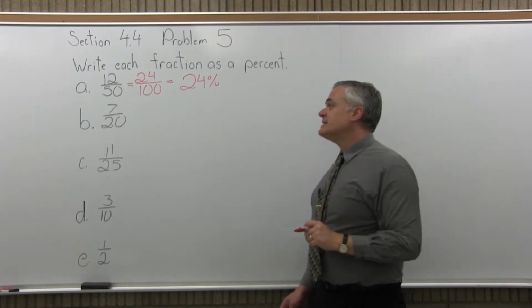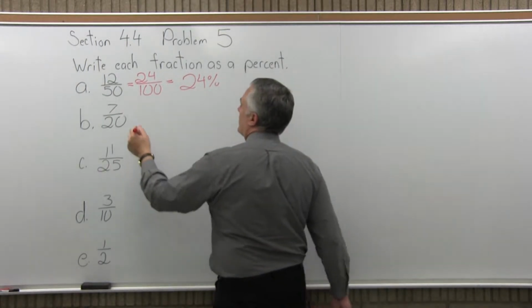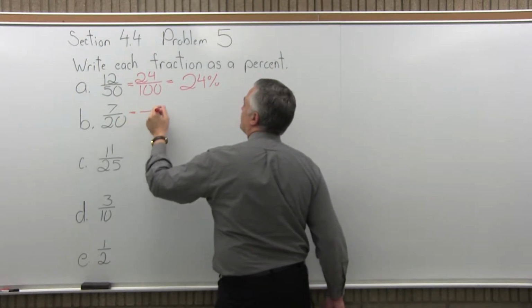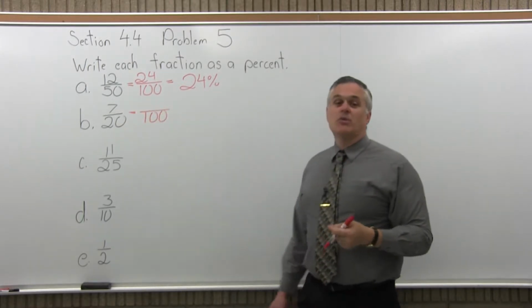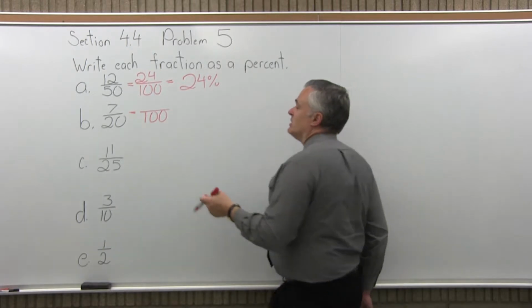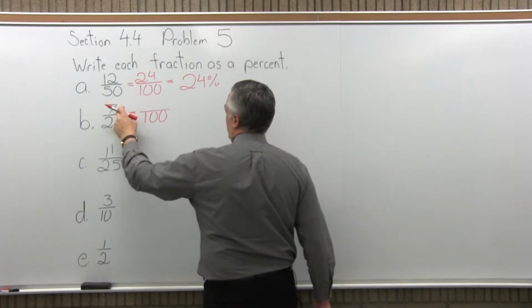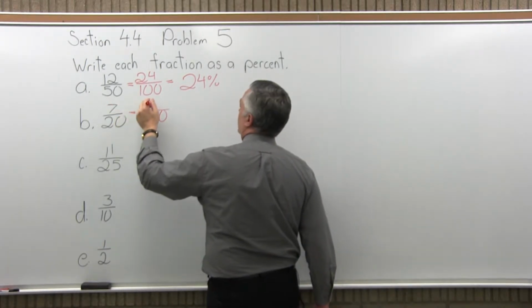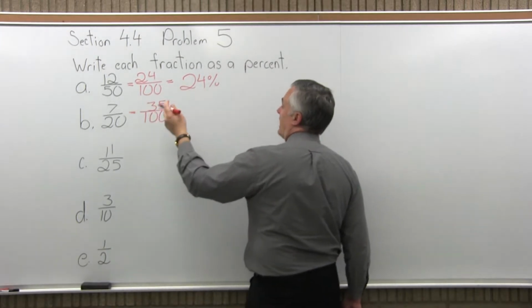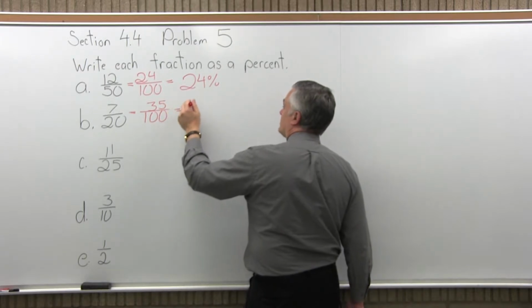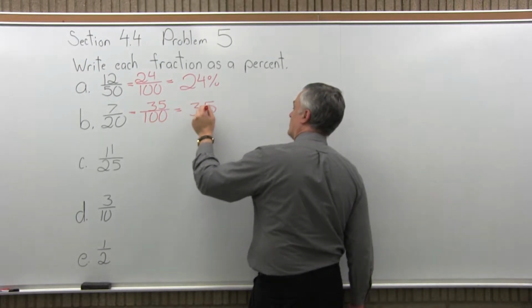So the next one, 7 over 20. Same type of trick for this one. You can easily make the denominator 100. So how did I do that? I had a 20, I multiplied times 5 to make it 100. So I have to do the same thing to the numerator. The numerator is a 7. If I multiply it times 5, it becomes a 35. I have 35 over 100. And when the denominator is 100, the percent is whatever the numerator is, so 35%.